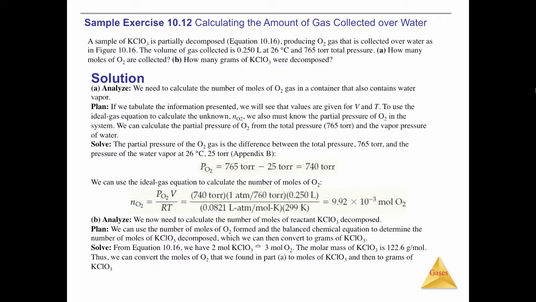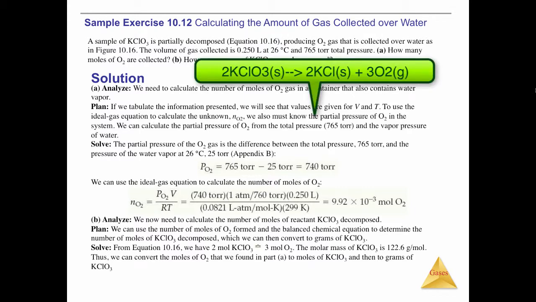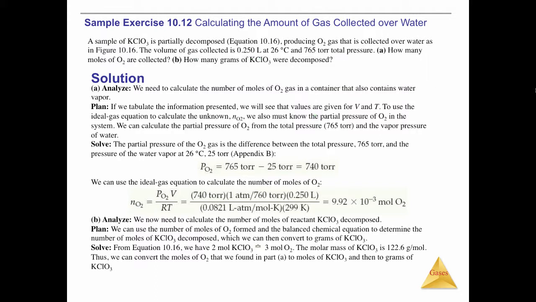We now need to calculate the number of moles of reactant that decomposed. We can use the number of moles of oxygen formed and the balanced chemical equation to determine the number of moles of KClO3 decomposed, which we can then convert to grams of KClO3. So from equation 10.16, we have 2 moles of KClO3 to 3 moles of oxygen. It's a 2-to-3 ratio. The molar mass of KClO3 is 122.6 grams per mole, and then we can convert the moles of oxygen that we found in part A to moles of KClO3 and then to grams.